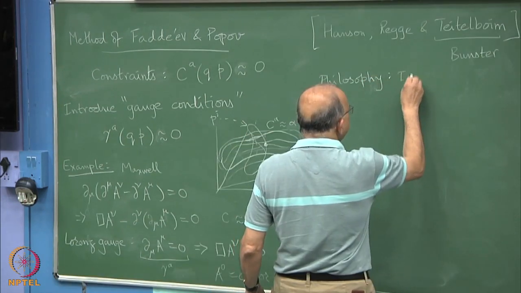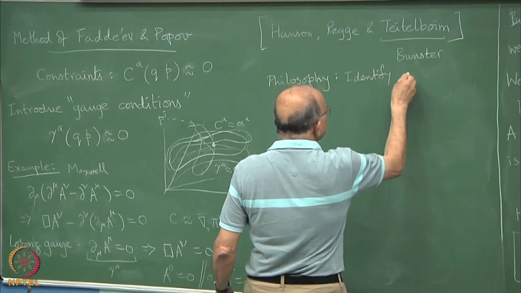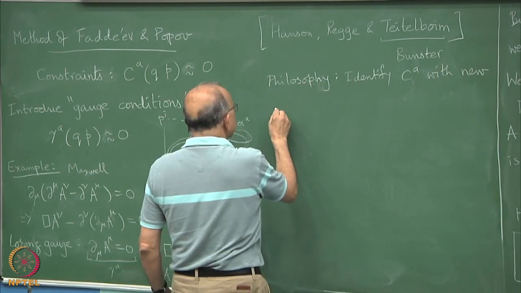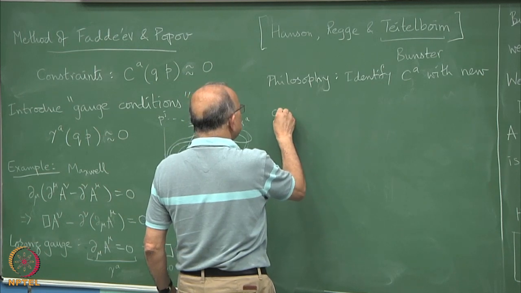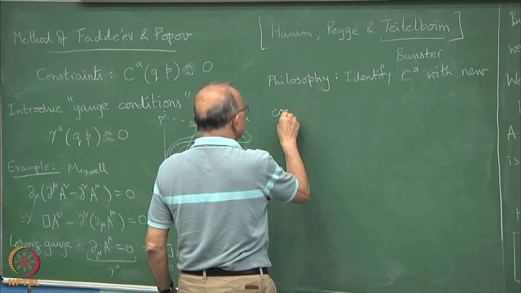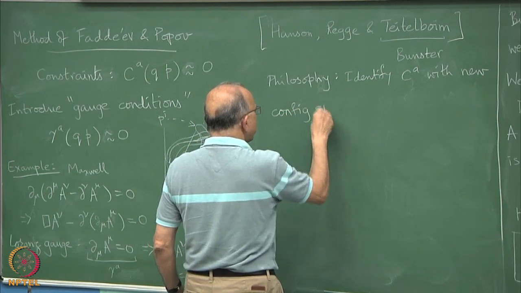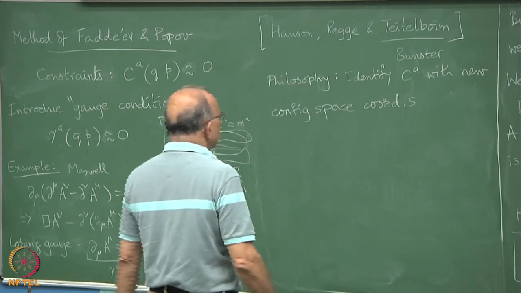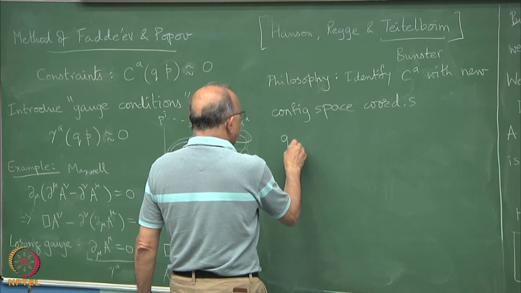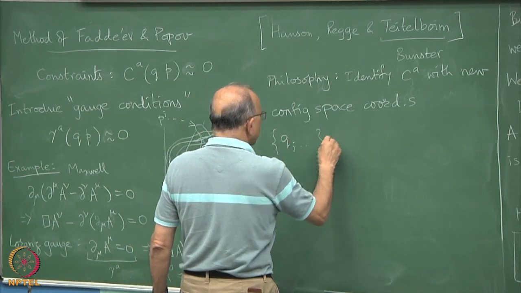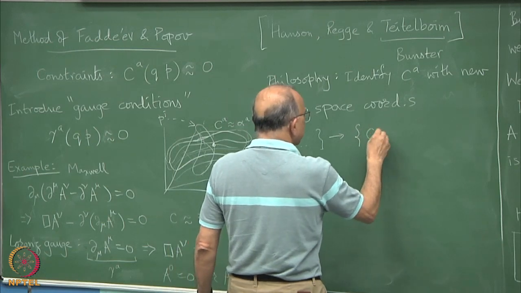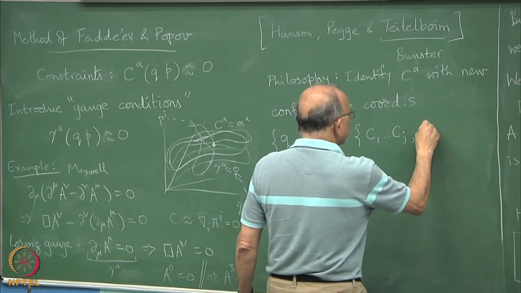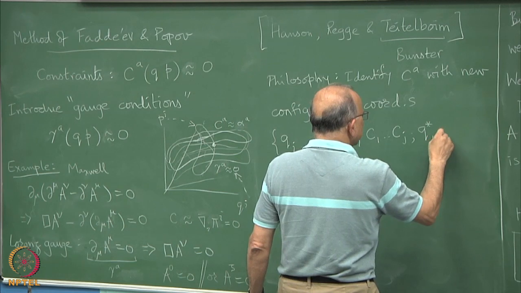Whatever that is, coming back to this, the philosophy can be stated like this. The philosophy is that we identify CA with new configuration space variables, new coordinates, some subset, right. So from Qi, you switch to C1, C2, CJ, and then Q star 1, 2, 3. Okay.